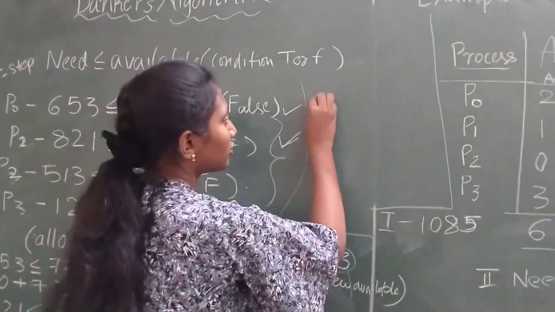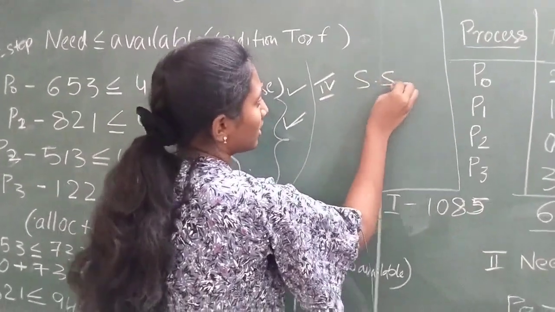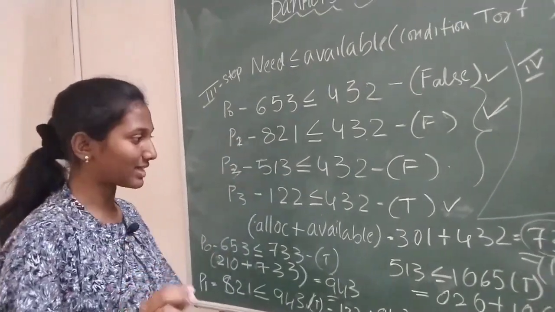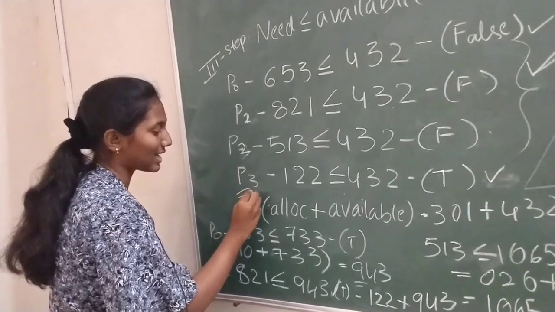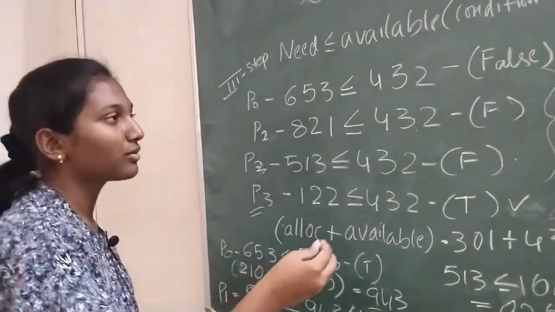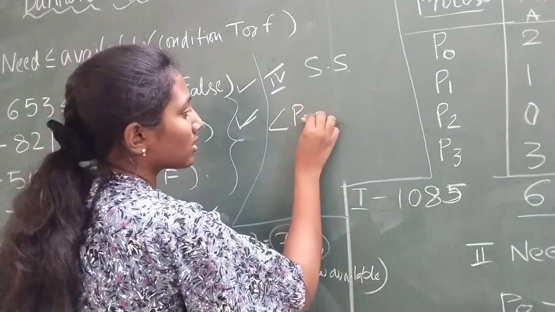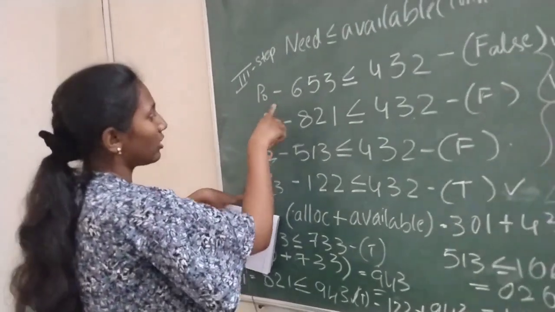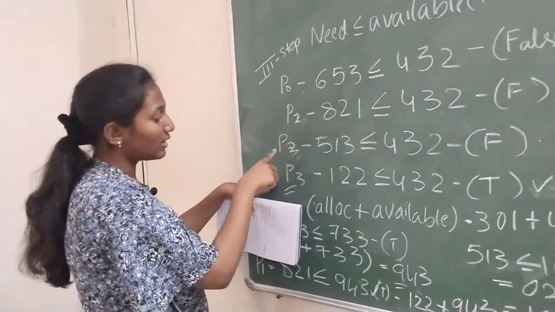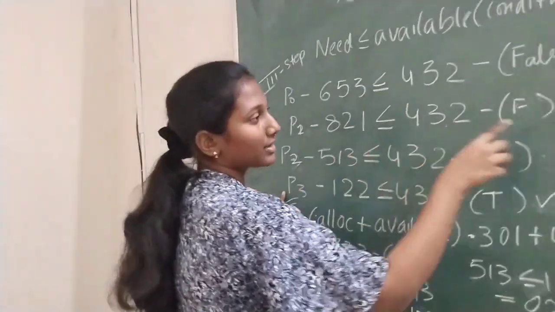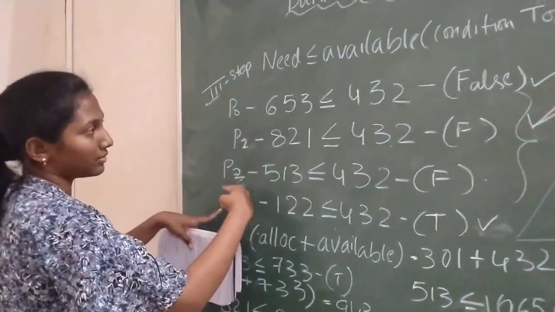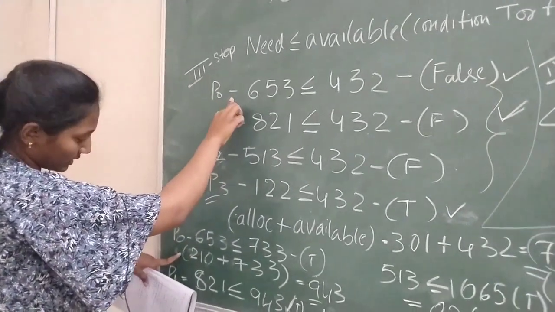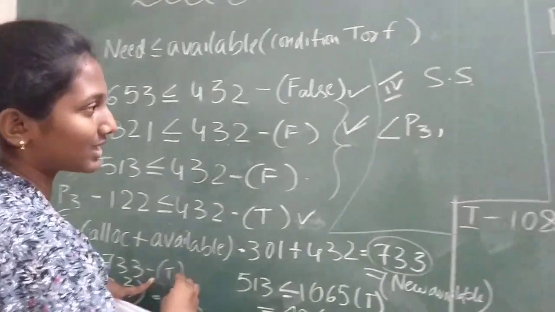The fourth step is to write the safety sequence. To write the safety sequence, we have to see which process has been satisfied first. Here the process P3 has been satisfied first, so we will write P3 here. Next, P0 is satisfied. Here P0, P1 and P2 are not satisfied at first, but P3 has been satisfied first. So we have written P3, and next we again recheck P0, P1 and P2. While checking P0, the condition has been satisfied.